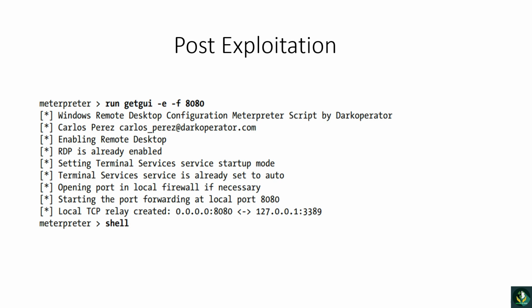Next we will connect to the target via RDP, which is Microsoft's Remote Desktop Protocol, a built-in graphical remote administration protocol that lets you interact with the Windows desktop as if you were sitting in front of the remote machine. After we are connected with our Meterpreter session, we will use the getgui Meterpreter script to, as you can see, tunnel the RDP back out to us over port 8080.